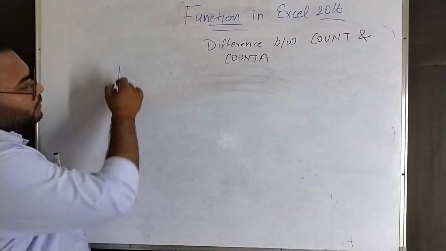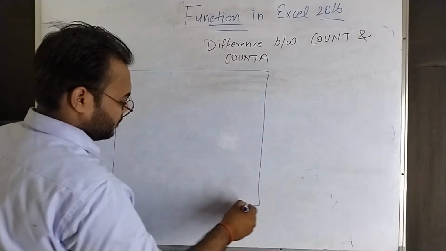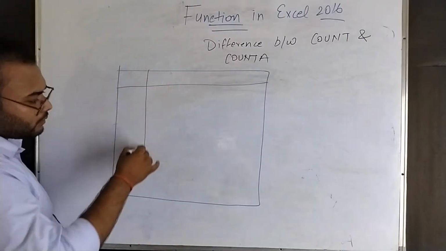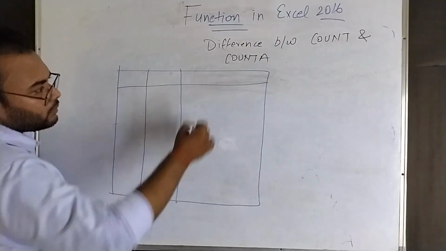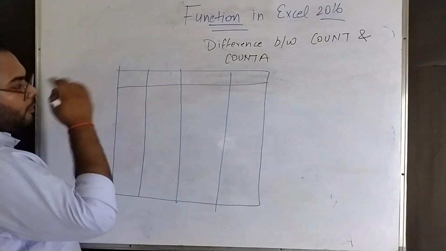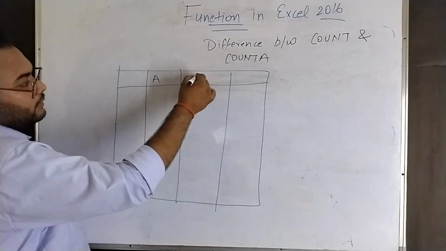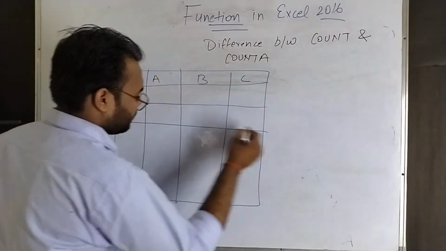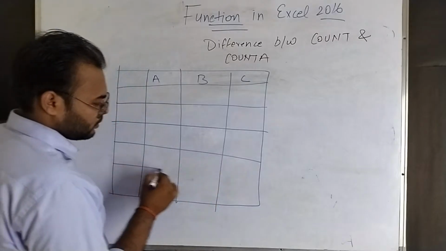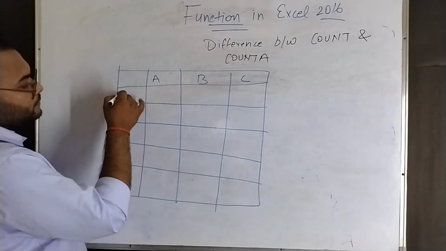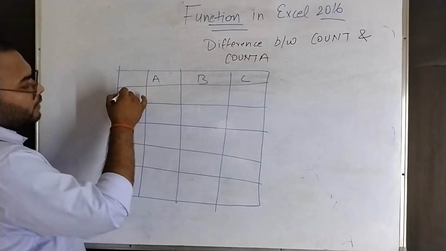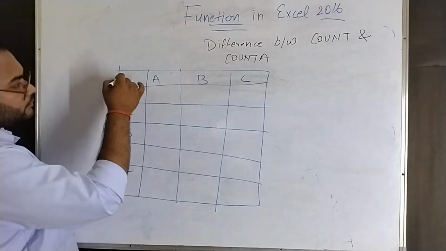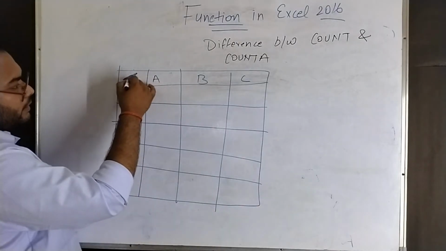I'm drawing on a table. This is a spreadsheet. Clear? Now, this is A part, this is B, this is C. I'm using a cell. Here, this is 1, 2, 3, 4, 5. This is the cell.